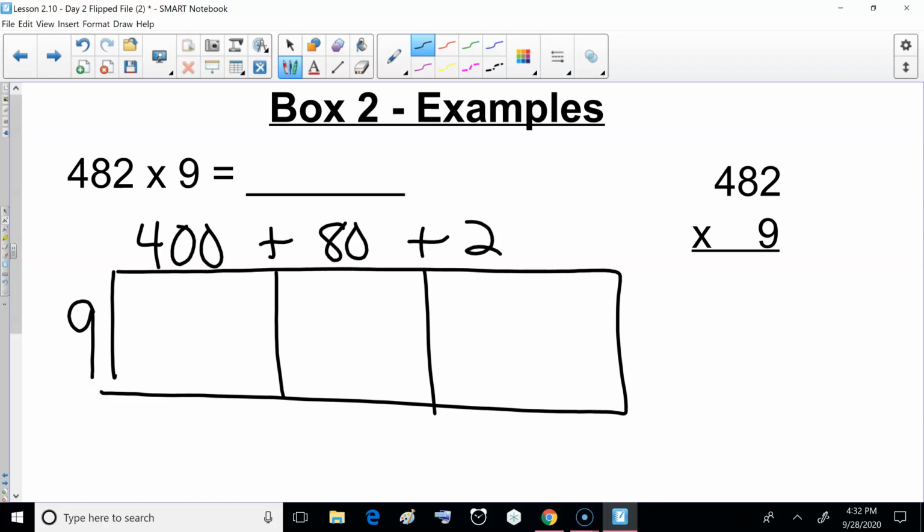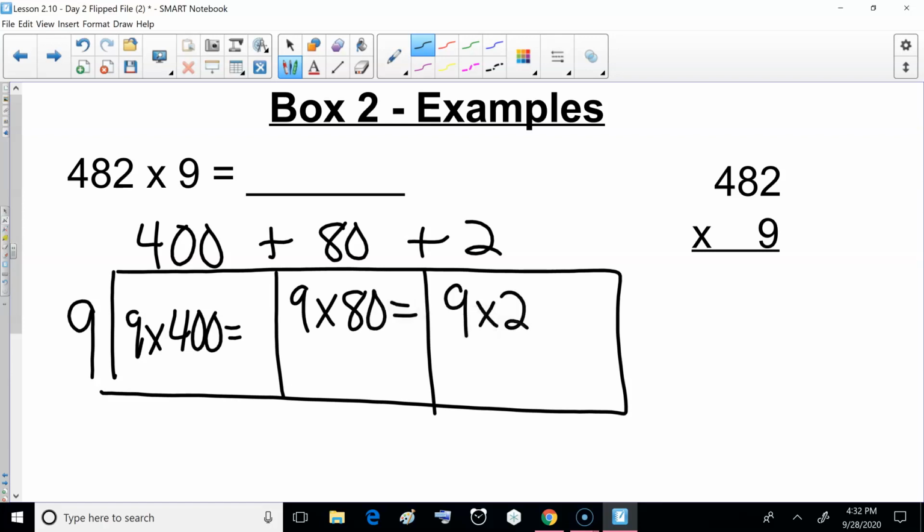So we're going to look at each bit. We're going to start with 9 times 400, 9 times 80, and 9 times 2. So we're going to start right now looking at our parent method. We've got 9 times 2, which we know is 18. So we know that only one digit can be put underneath the ones place value, which would be the 8, and the 1 would go on top.